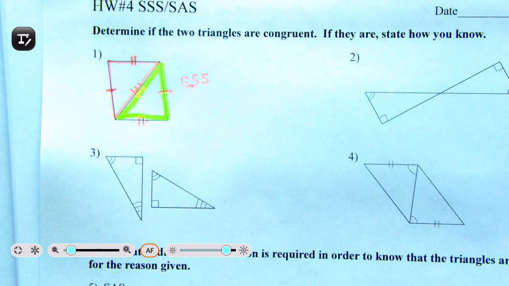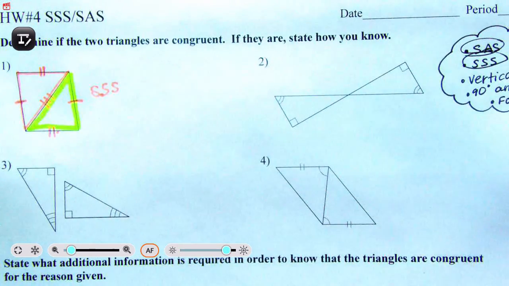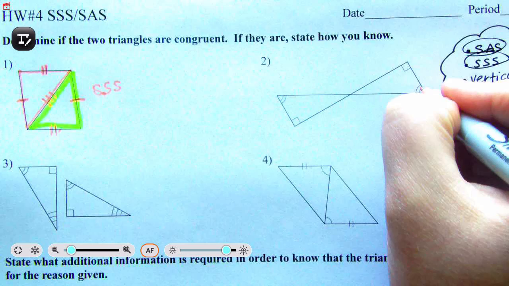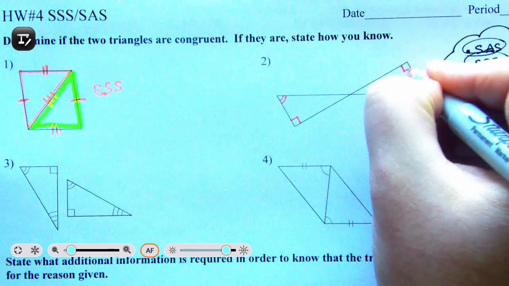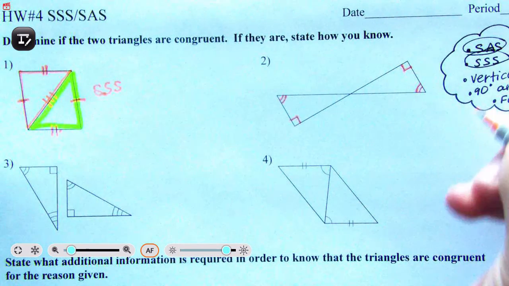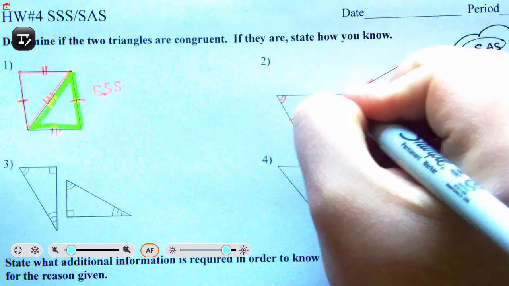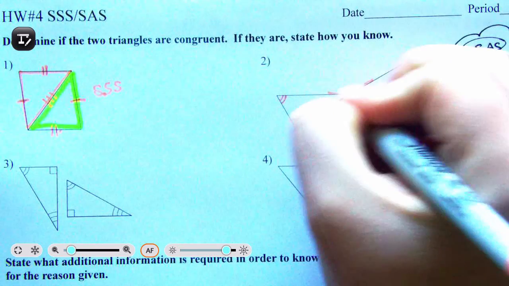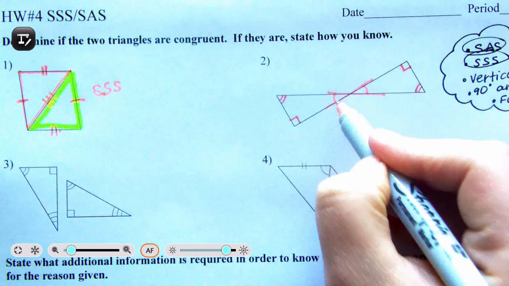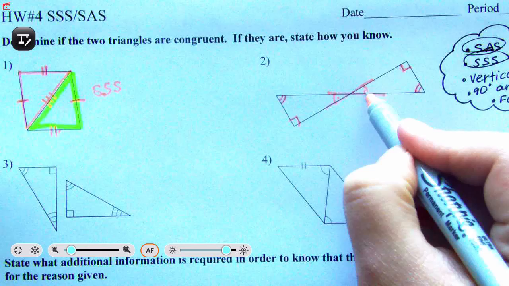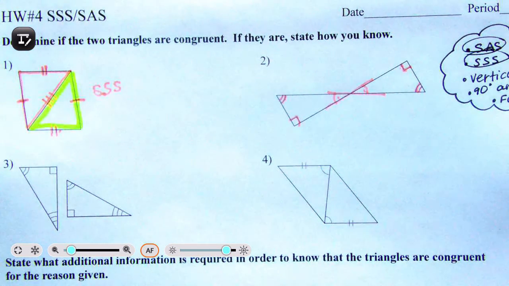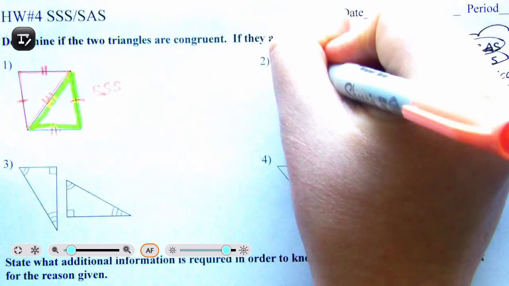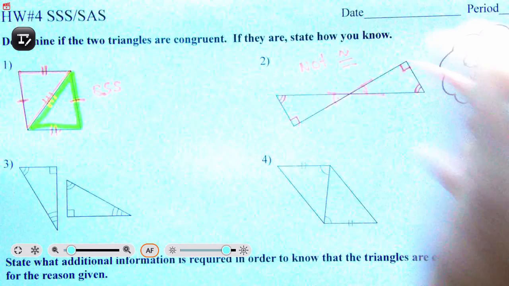Let's move on to number 2. What do we have? I have an angle, a 90-degree angle. And then what do I have? I have vertical angles. Do you see how this is an X? Vertical angles. So I have angle, angle, angle. Unfortunately, angle, angle, angle is not one of our congruence statements, so it is not congruent. Let's move on to the next one.